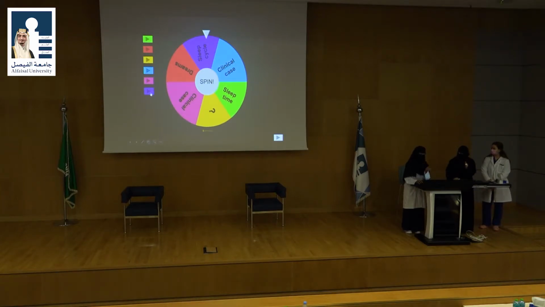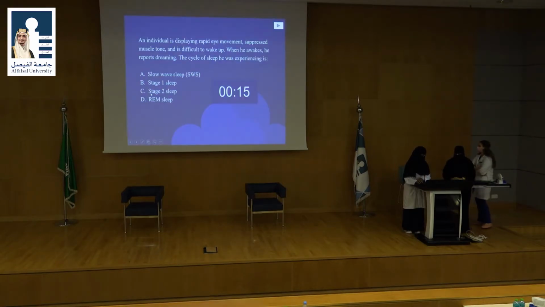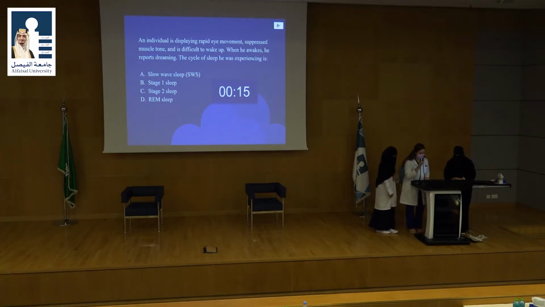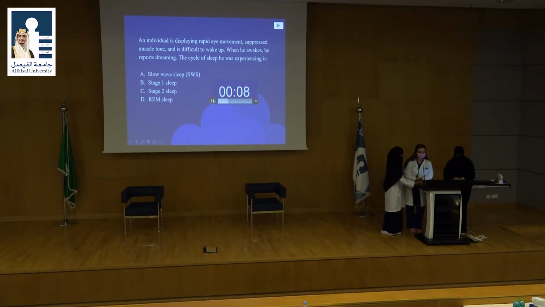So again, you're going to read the question, and then we're going to start the timer after we are done with the question, okay? So an individual is displaying rapid eye movement, suppressed muscle tone, and is difficult to wake up. When he awakes, he reports dreaming. The cycle of sleep he was experiencing is? Correct answer. So the clue word in the question is rapid eye movement, which is the same name as the stage. And also, this is the stage where we experience dreams.